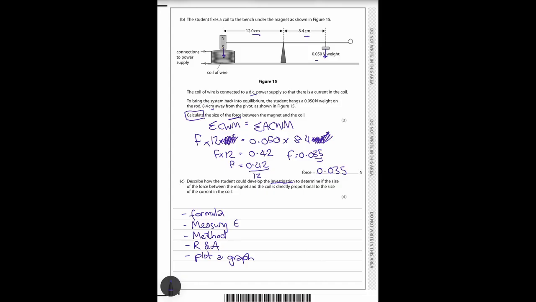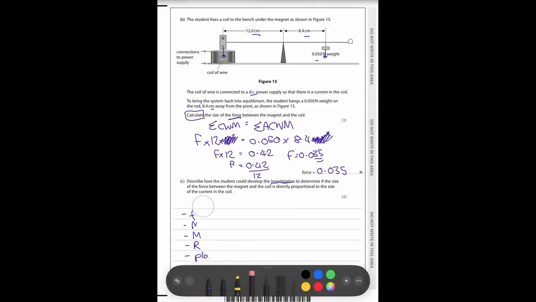Okay, so these are the things that I'm going to have to do. If you need to write down somewhere, then write it down. But hopefully you know it by now because we've done quite a lot of these. So I'll just rub that out so I've got room to write my answer.